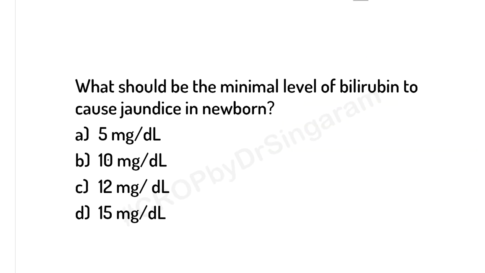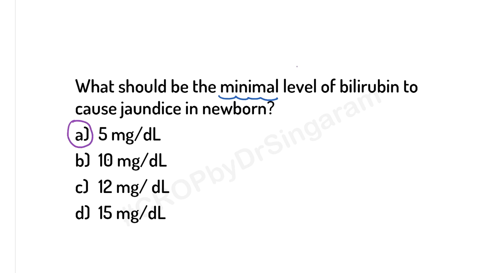Next is questions on neonatal jaundice, which is again a very important topic for your exams. What should be the minimum level of bilirubin to cause jaundice in the newborn? Remember, the question is about the minimum level of bilirubin. That means above what level you can see visible jaundice in a newborn. Answer for this question, it's a straight one-liner. Please remember as 5 milligram per deciliter. Anything which is 5 or more than that is going to cause visible jaundice in a newborn.